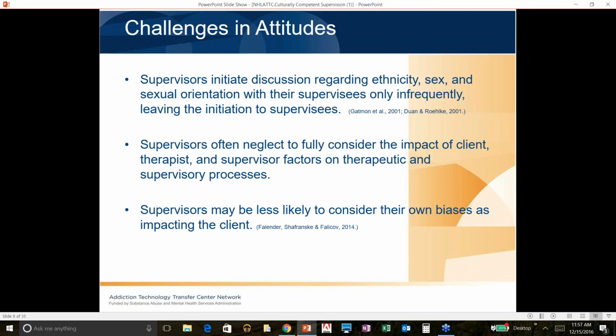So supervisors often neglect to fully consider the impact of client, therapist, and supervisor factors on therapeutic and supervisory processes. Again, in supervision, often you are talking to the supervisee, you hear about the client, and you try to understand the client. One of the pitfalls I've had is that when a supervisee talks about a client that maybe I've never met, I automatically picture them in my head as somebody I may have previously known, or maybe a combination of factors of clients I've previously known. Unfortunately, we have to acknowledge that we are blind in certain areas, and we can only increase our knowledge through that supervisory understanding. And so, of course, supervisors may be less likely to consider their own biases. We're under pressure to be experts. When we're giving supervision, there is some pressure that you should know something about a lot of things because you're the supervisor in the relationship.